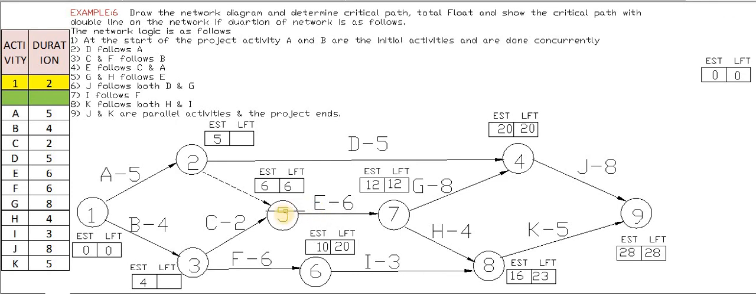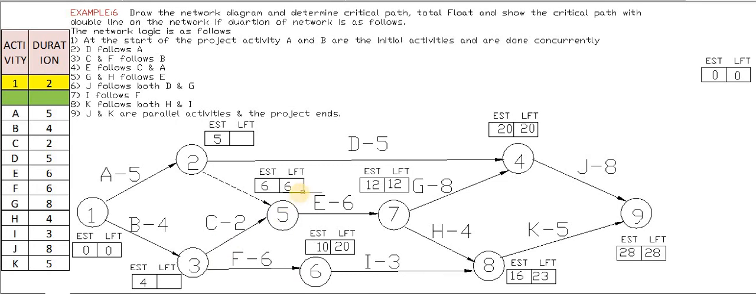What is the next serial number? After 5 there will be 4, then 3. Here 4 we have already calculated. Next is 3. Again 3 has two converging points, 5 to 3 and 6 to 3, but we have to take the minimum value of 5 to 3 and 6 to 3.